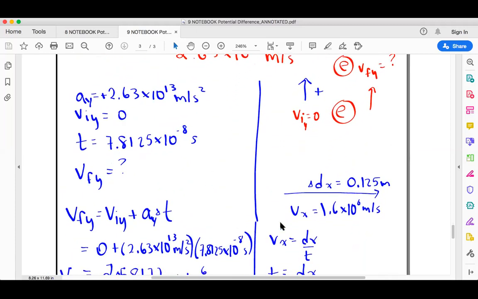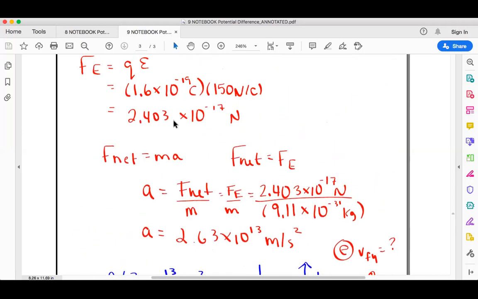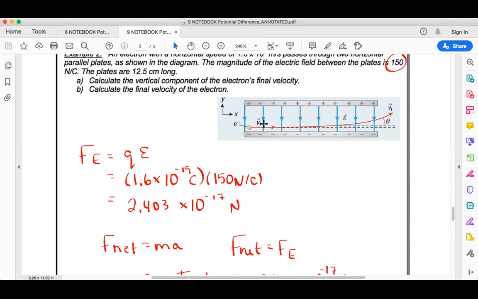Okay, so now we have our acceleration up. So we'll say up is positive. We're going to start initially from 0 because initially when it enters the plates, the velocity is all horizontal. So this is kind of like the horizontal launch problem. So how tall is this velocity vector? It's 0 units tall.